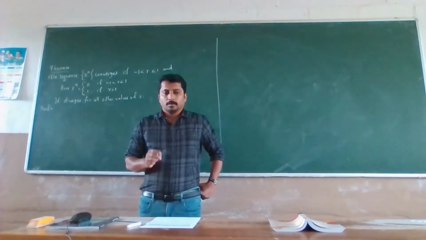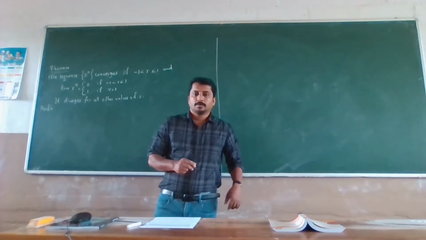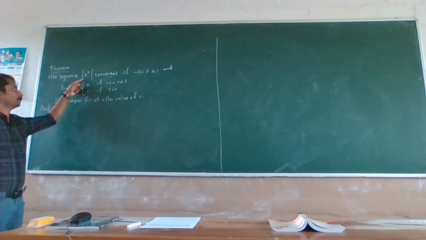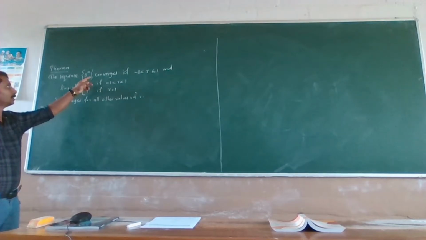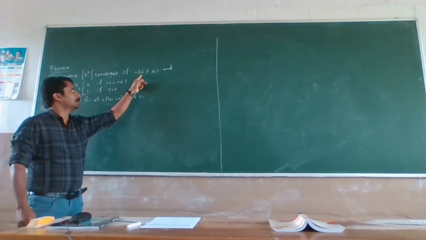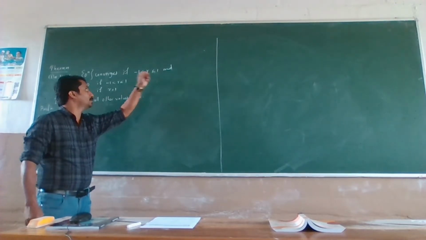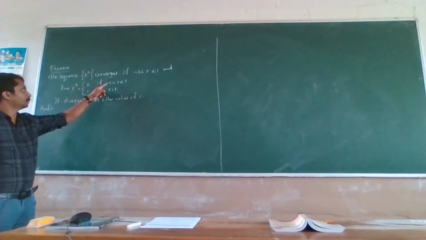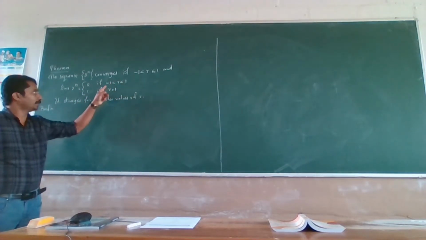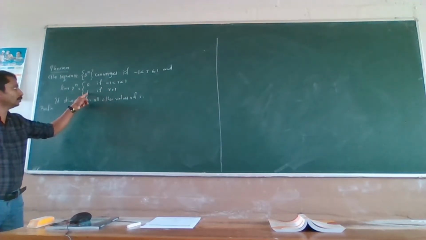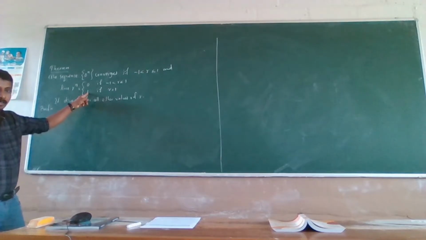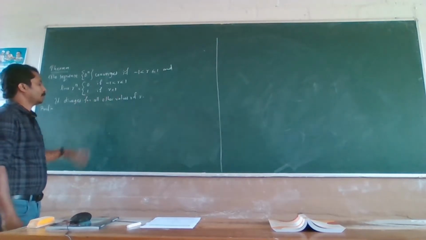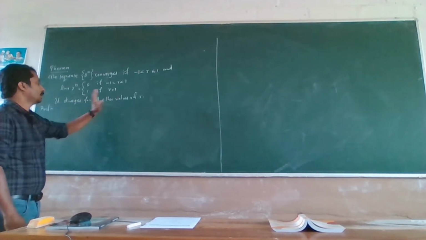So, here we discuss the convergence of the sequence r raised to n. The sequence r raised to n converges if -1 less than r less than or equal to 1, and the limit of the sequence r raised to n is equal to 0 if -1 less than r less than 1, and when r is equal to 1, the limit is equal to 1. Okay? And the sequence diverges for all other values of r.